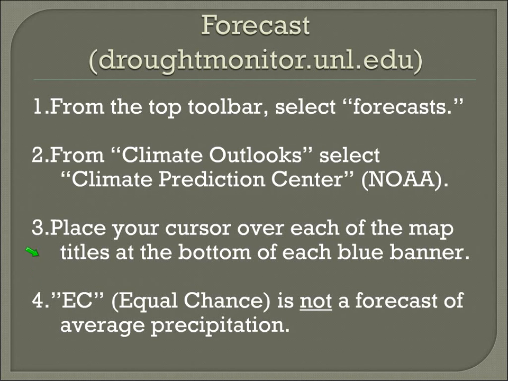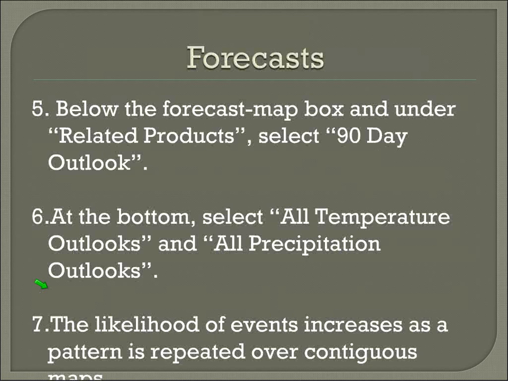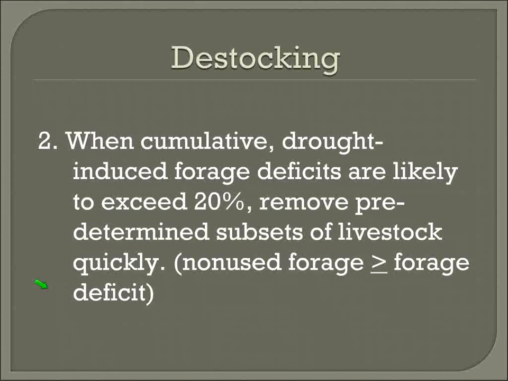But one thing I want to caution everybody on is that when you see EC or equal chance on a precipitation map, that is not a forecast of average precipitation. In fact, what we have observed over the last couple of years is that if your location is in an area mapped EC, and you then check the forecasted air temperatures and they are above average, that's a fairly good indication that you are going to have a dry to drought year. Well, let me move beyond the next slide because you can take a look at this as time allows.